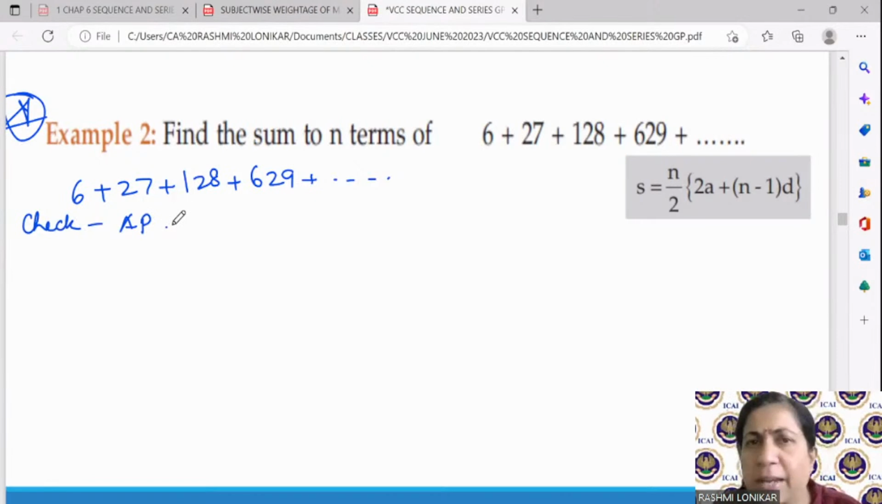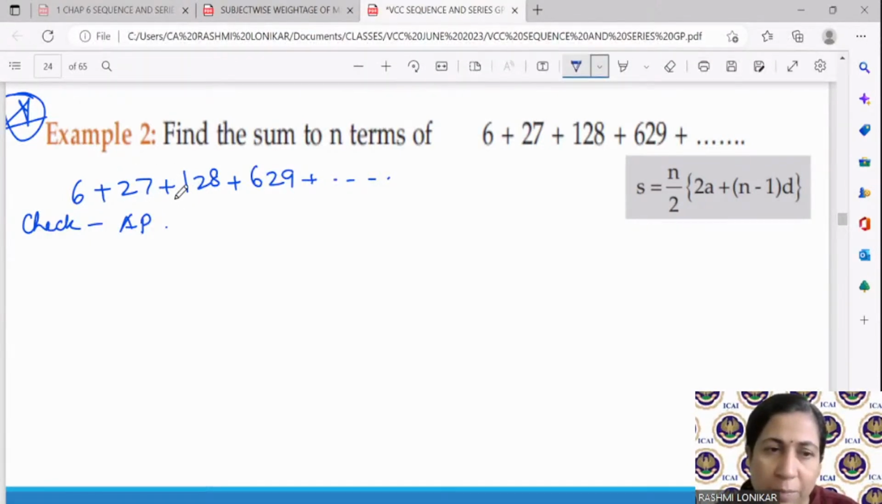Anytime you are given a series, because we are taking a session on GP, you know all the sums are GP, right? When we took on AP, all the series were in AP. That does not happen when a sequence or a series is given. You have to check whether it's an AP or a GP, right? So let us see whether this given is in AP.